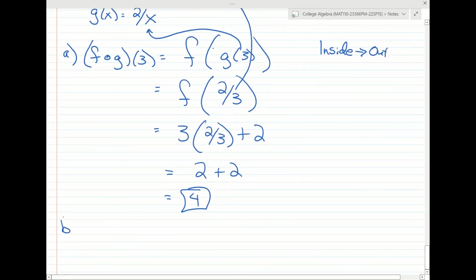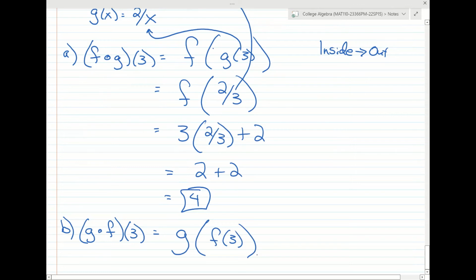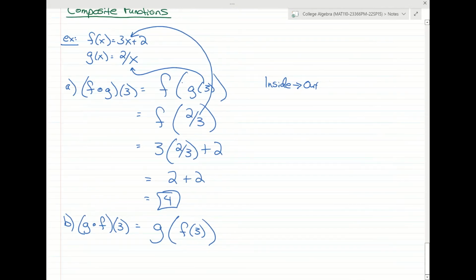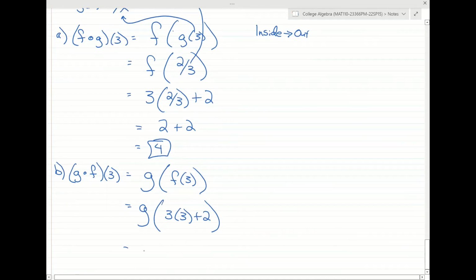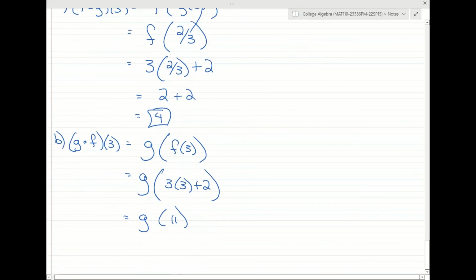We could also do it where we're doing g of f of 3, which is just the reverse. You plug 3 into f of x, and then you plug the answer into g. So f of 3 would be 3 times 3 plus 2. 9 plus 2 is 11. And then you plug 11 into g of x, which would just be 2 over 11.